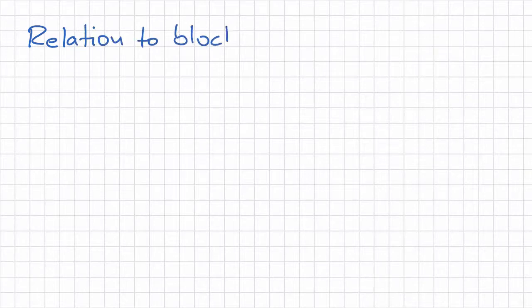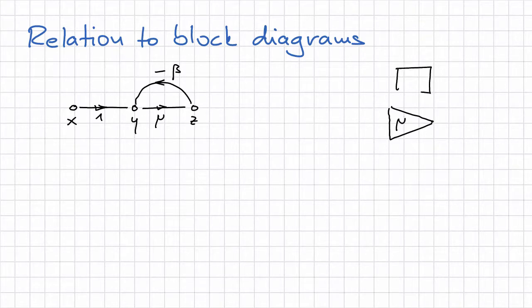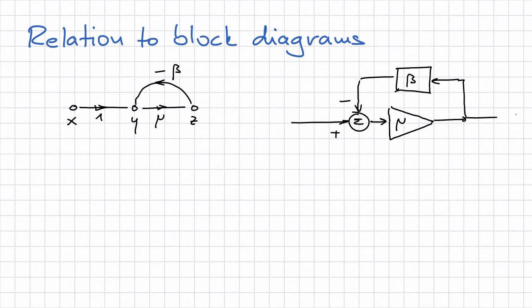Many of you will have noticed by now that what I'm doing here is very similar to drawing a block diagram. So next, let's look at how exactly signal flow graphs relate to block diagrams. For this I use a simple signal flow graph with 3 nodes and 3 branches. And this expresses the same thing as a block diagram with an amplification mu, a feedback beta, and then an adder that has a negative and a positive input.